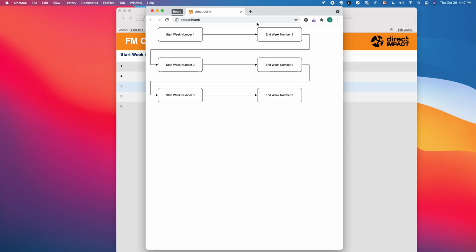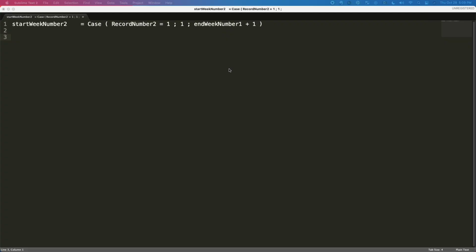These fields are all unstored calculation fields, which means they are all resolved at the same time. So how does that work? Take start week number 2 as an example. Start week number 2 references end week number 1. When start week number 2 resolves, instead of plugging in the value of end week number 1, it actually plugs in the formula of end week number 1 from its own context.